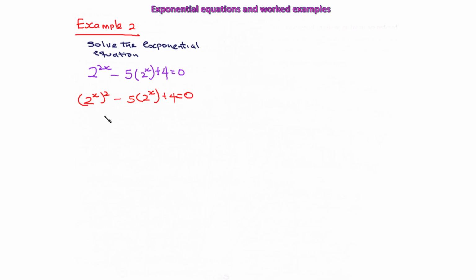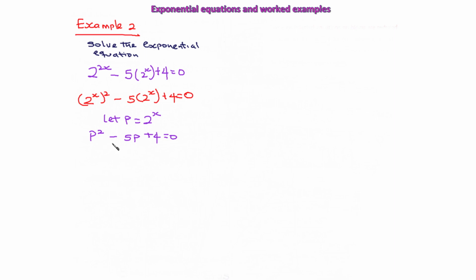Now, let's bring in a letter to replace 2 raised to power x. Let p be equal to 2 raised to power x. Anywhere you see 2 raised to power x, you change it to p. Then you have our equation to be p square minus 5p plus 4 is equal to 0. Now, this is a quadratic expression. Now, how do we resolve this?